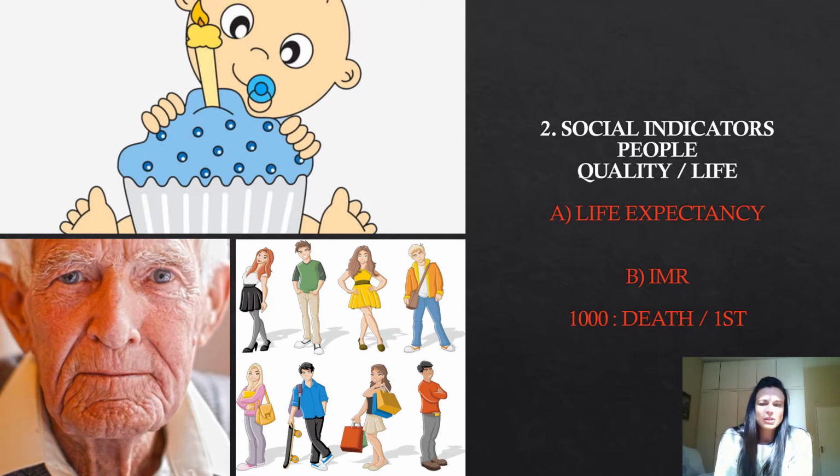All right, so let's have a look here. We're going to have a look at our social indicators. So that means, as soon as you see that word social, it means we're looking at people. And when we look at people and we're looking at development, we're always going to have a look at their quality of life. So we need to have a look at, are these people getting their basic needs?